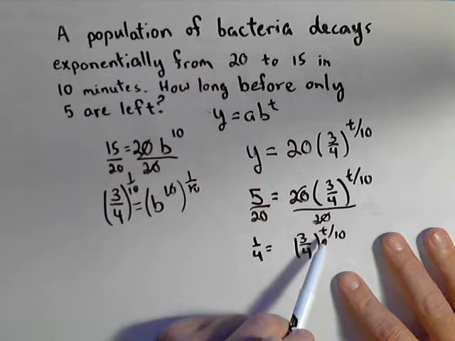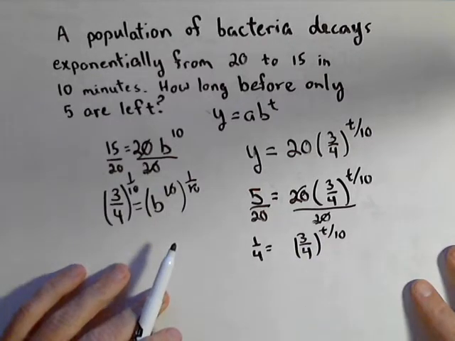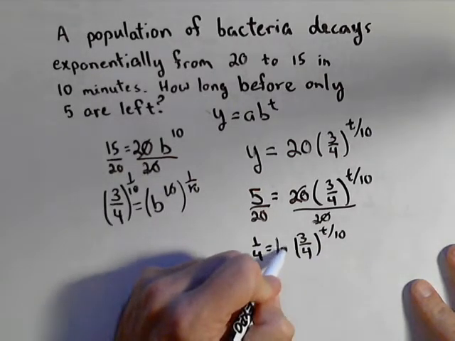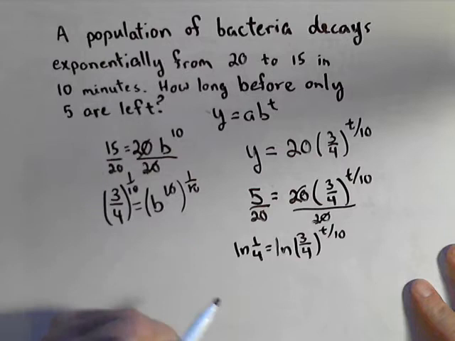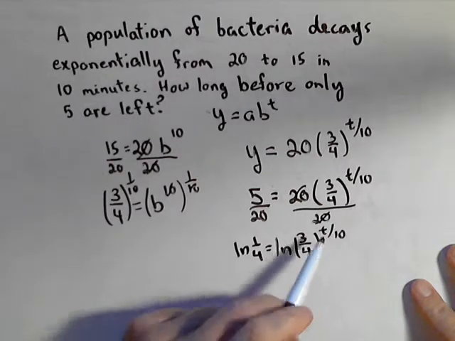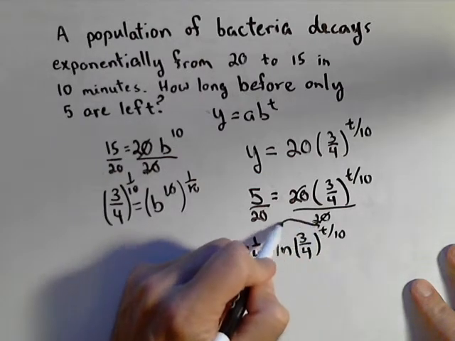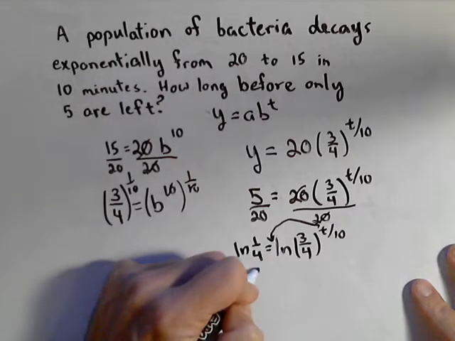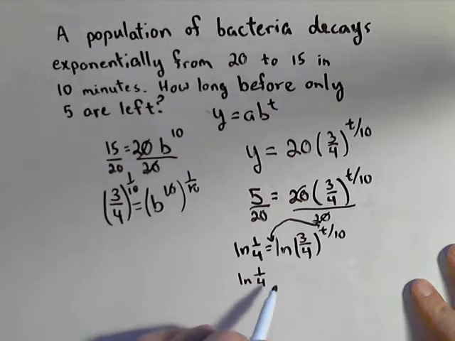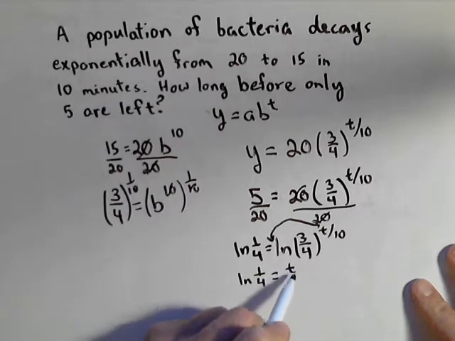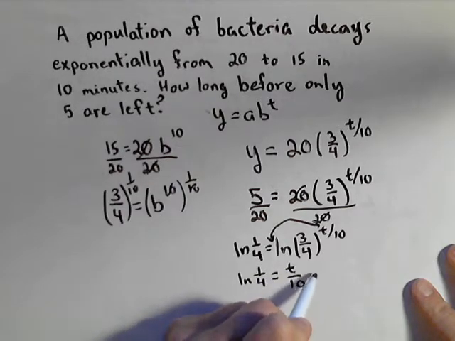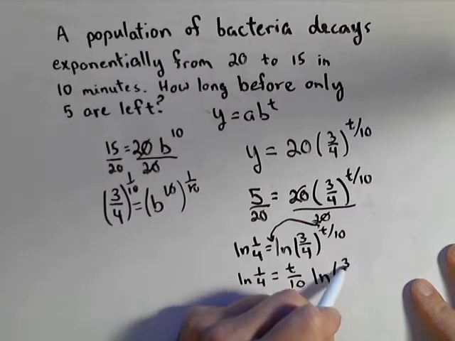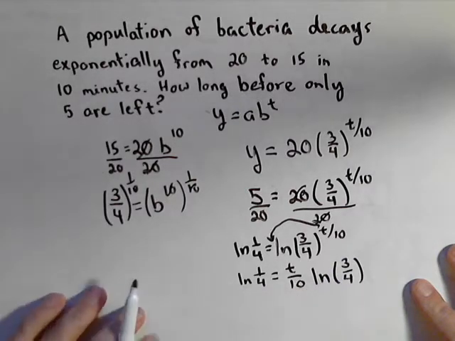Now here's where the variable is in the exponent, so this is where I'm going to employ logs. I'm going to use natural log this time. I use logs so often. So I'm going to take the natural log of both sides. The reason I do that is that it allows me to pull the exponent on this side out front. So I have ln of 1/4 equals t over 10 ln of 3/4.